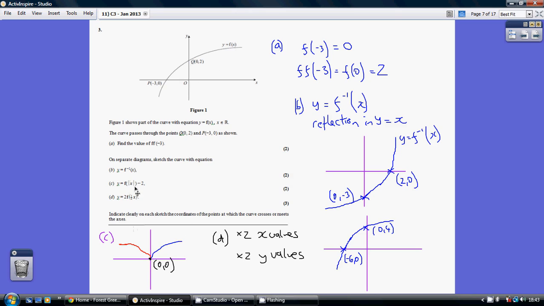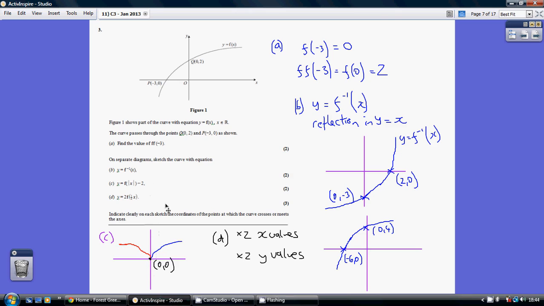Now we're taking the modulus values of the x values, so all these minus values for x, we actually treat them as if they were the positive values of x. So this part here is just a reflection of these points in the y-axis. So this red curve is supposed to be a reflection of this blue curve in the y-axis.